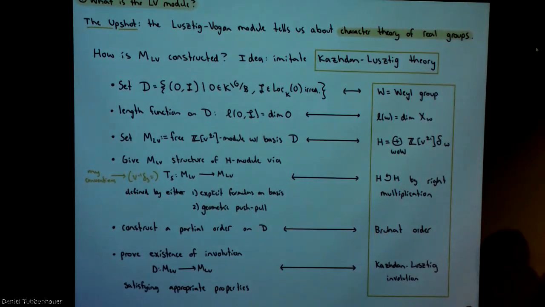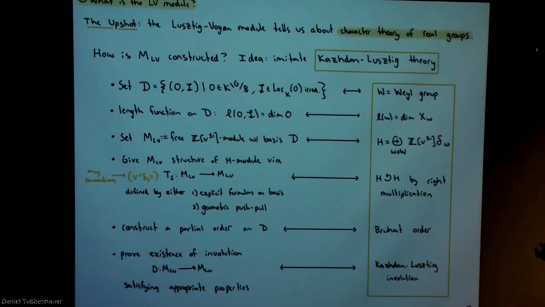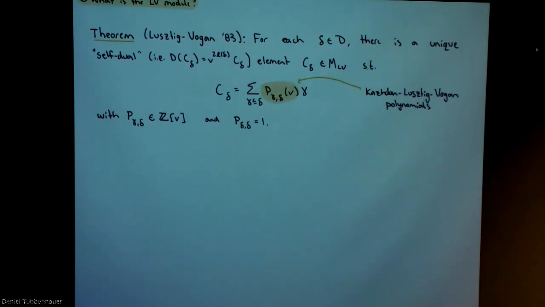And then the last thing we need is a Kazhdan-Lusztig involution. Here we can prove the existence of some involution in this module that satisfies appropriate properties. And then with all of this data, we get this theorem, which answers the question I had a second ago, which says exactly how this multiplicity question is answered.